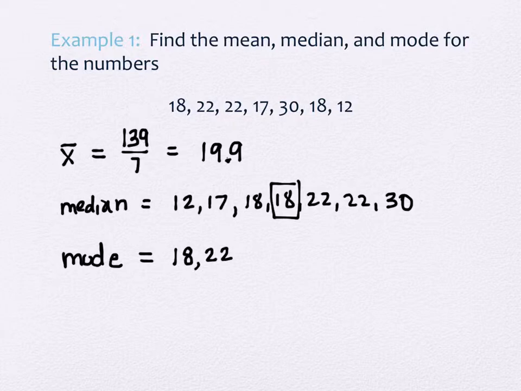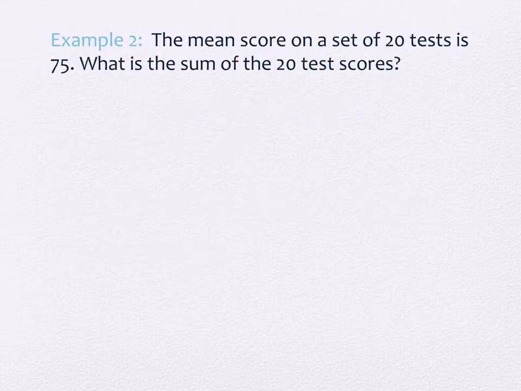They're not a direct correlation to what we did, but they're an extension of it. Okay, let's take a look. This one tells you that the mean score on a set of 20 tests, these have context, 20 tests, is 75. And it wants to know what is the sum of the 20 test scores.